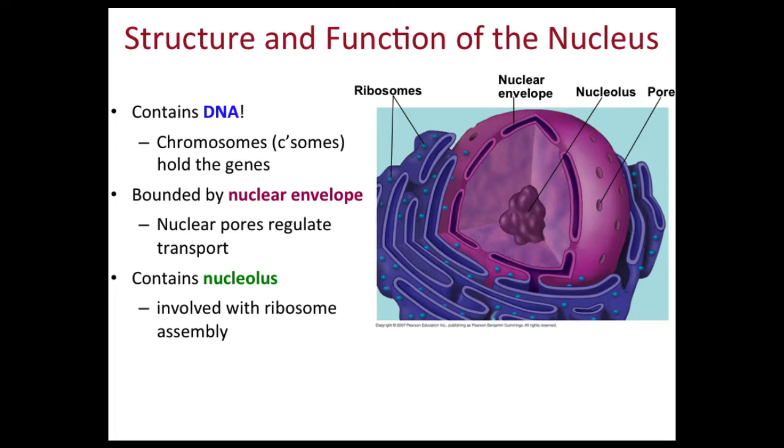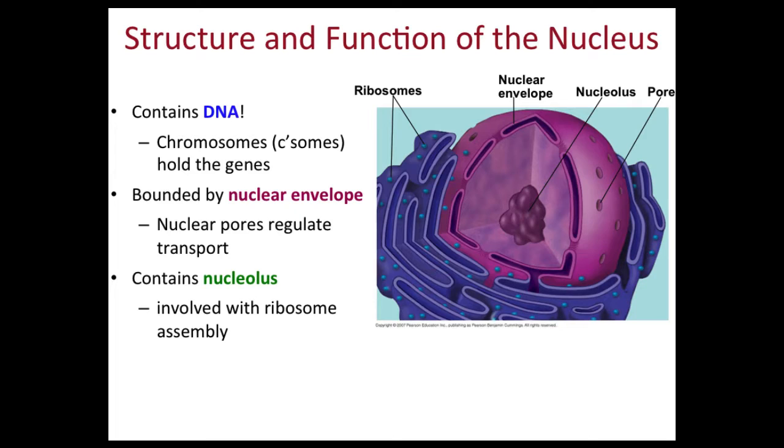And notice my shorthand. After the word chromosomes, I write C apostrophe and then somes. That is my shorthand for the word chromosomes. I like to teach you ways to take shorthand so that you can more effectively take notes while you're listening to my lecture. The nucleus is surrounded by a membrane called the nuclear envelope, and the nuclear envelope has little holes or pores in it that regulate transportation, and these pores are called the nuclear pores.